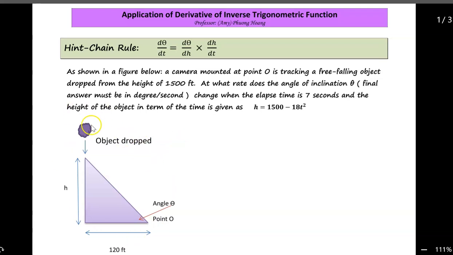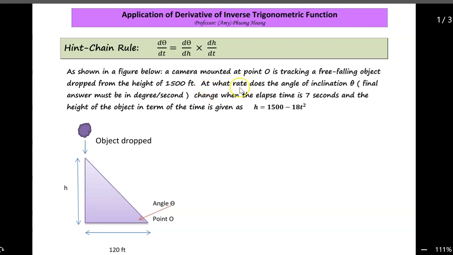As shown in this figure, there's a camera mounted at this point O, and it's tracking a free-falling object. A free-falling object means that I discard all the air friction in this case. And the object is being dropped from the height of 1500 feet. And the question asks us to do this.